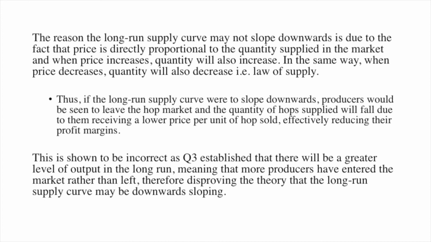This is shown to be incorrect as question 3 established that there will be a greater level of output in the long run, meaning that more producers have entered the market rather than left, therefore disproving the theory that the long-run supply curve may be downward sloping.